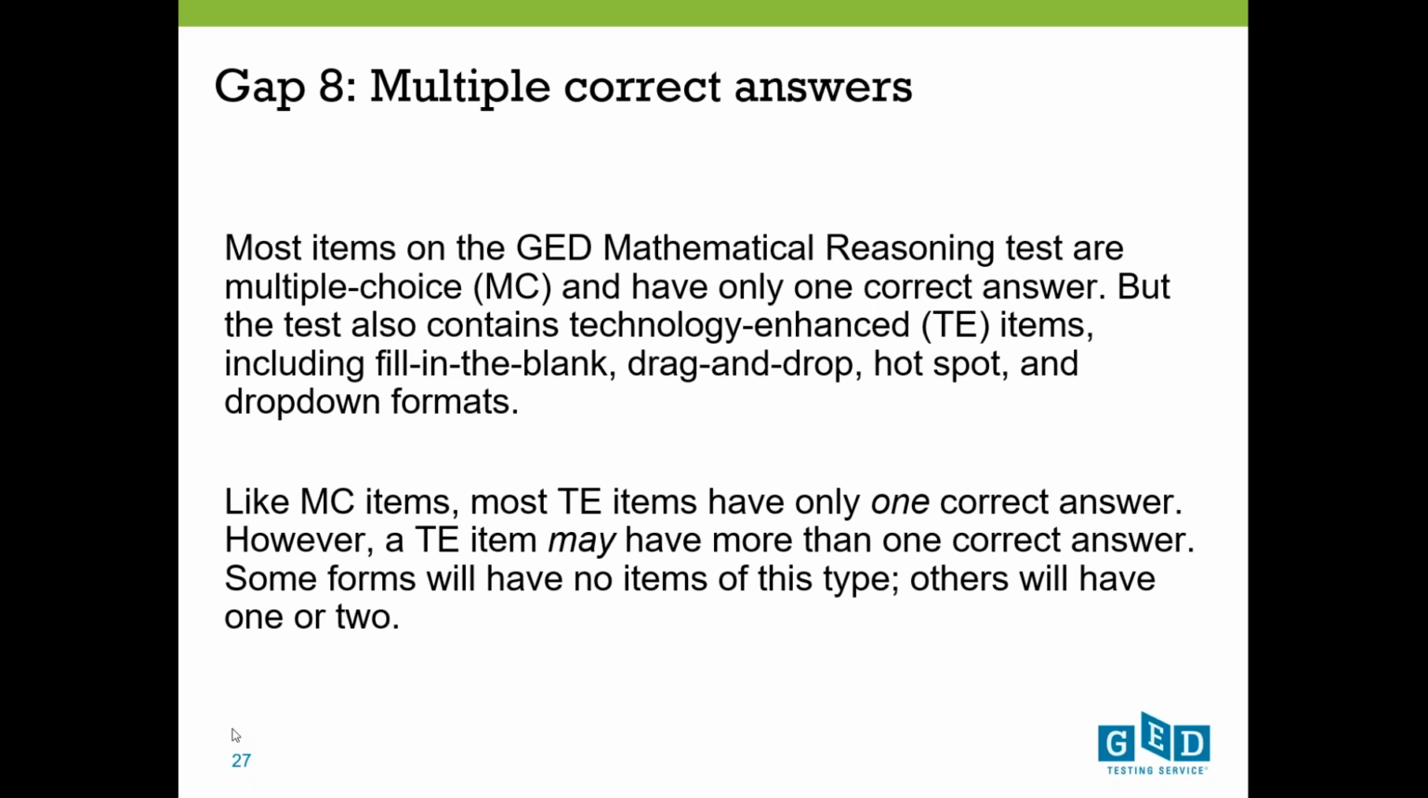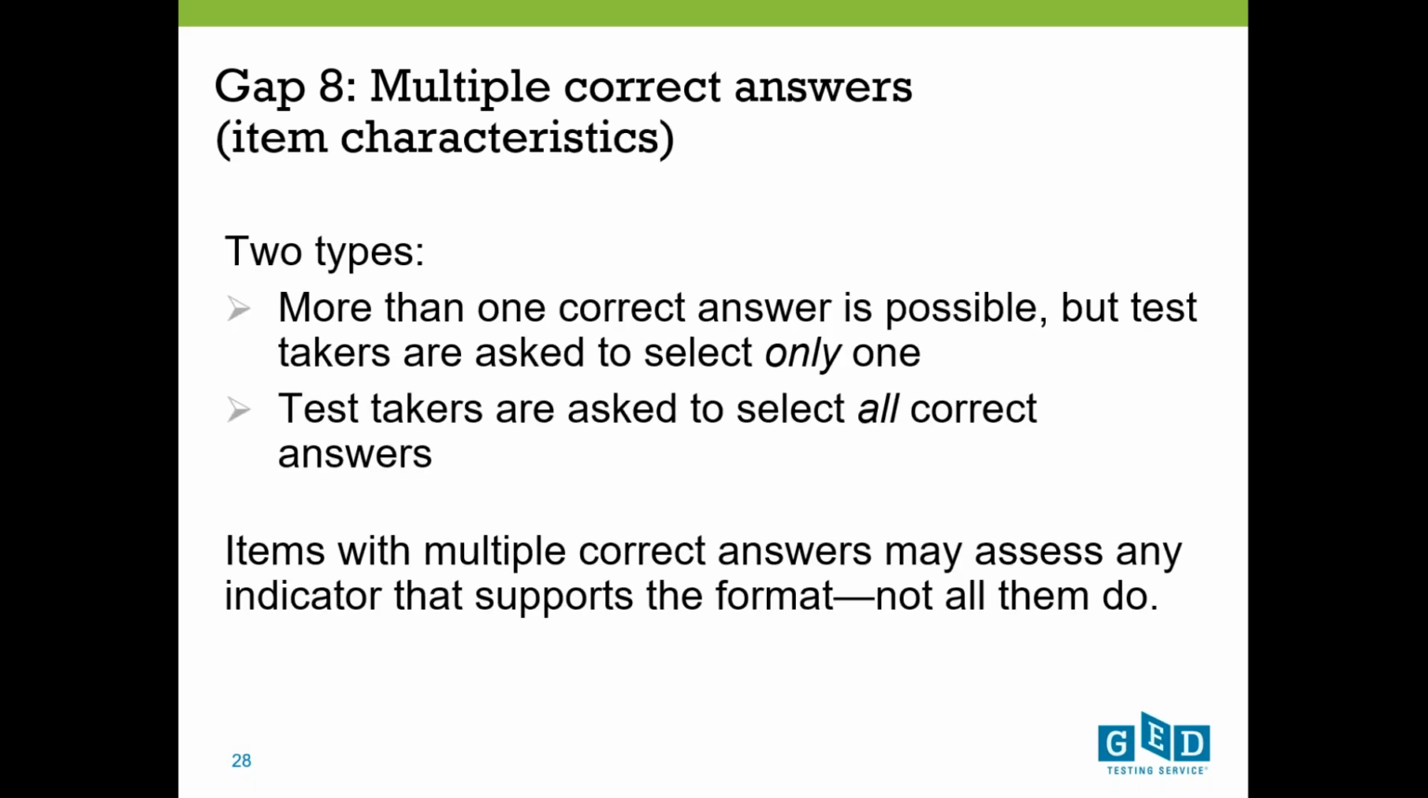So, Susan, if we could get to the next slide, I'll show you a couple examples. Oh, I'm sorry. There's one more slide first. There's two types of items we're going to look at. There's the type where more than one correct answer is possible, but test takers are only asked to select one. So it's like, okay, it could be A, it could be B. If they choose one of those, they're going to get it right. The second kind of item like this is one where they're asked to select all correct answers.